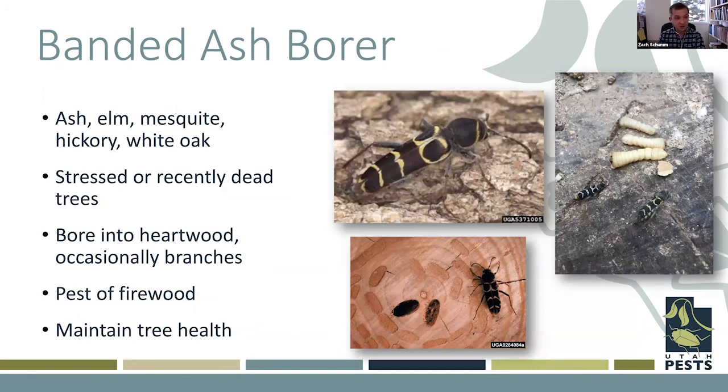So another one that looks very similar to the last one we discussed is the banded ash borer. This will attack ash, elm, hickory, white oak, mesquite. And this again is a type of longhorned beetle, so it's very closely related to the red-headed borer. They tend to be the same size. They tend to be brown. They also have these white stripes. This one is typically a little bit more black in color, so it's more of a brownish black instead of a dense brown. These will also bore into the heartwood, occasionally in branches, and they are also a pest of firewood. So again, we want to maintain the tree health with this one. They will rarely attack, or do damage at least, to trees that are really healthy.